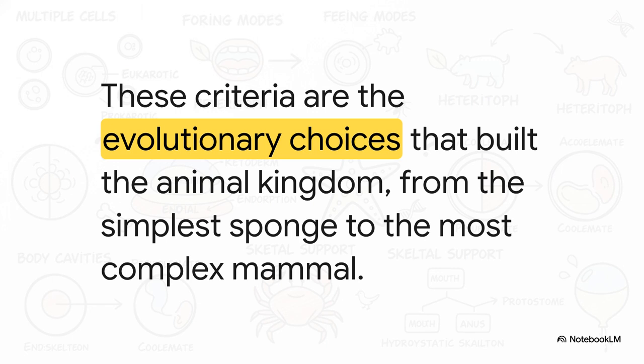So, when you put this all together, what's the big takeaway? These criteria, the body plans, the symmetry, the internal systems, they aren't just a list of terms to memorize for a test. They are the story of evolution's choices. Each one represents a key decision, a major innovation that literally built the entire animal kingdom, from the simplest sponge all the way to the most complex mammal.